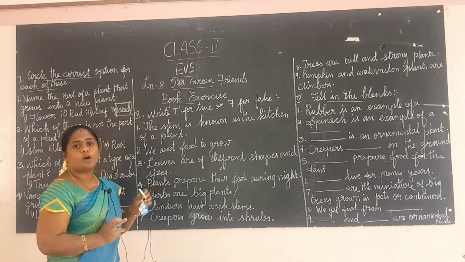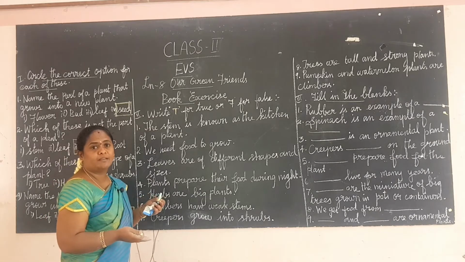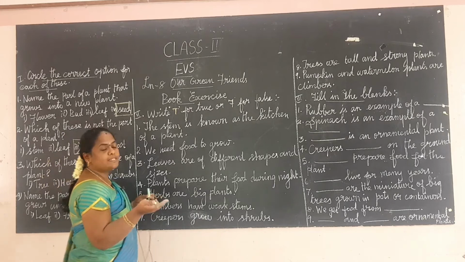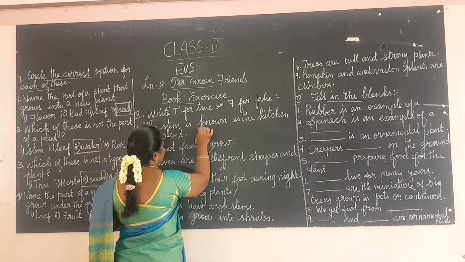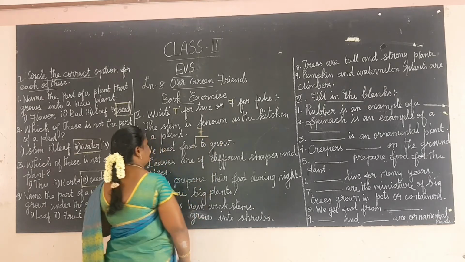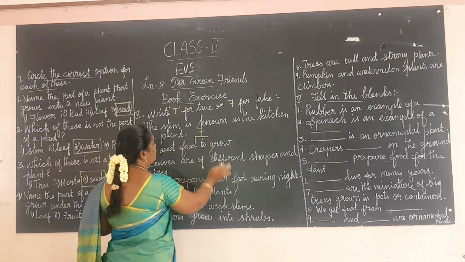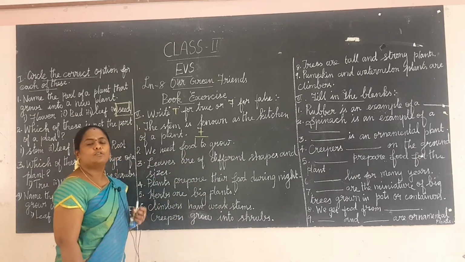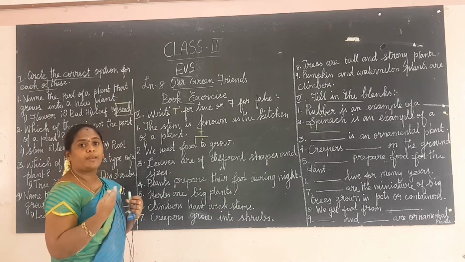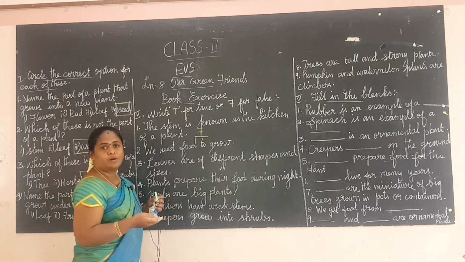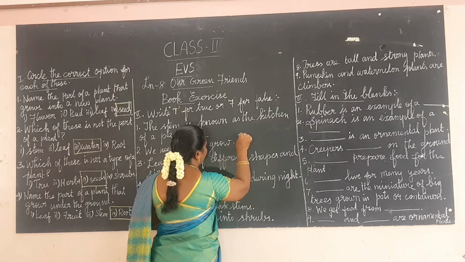So this statement is true or false? This is false. Because which is the kitchen of the plant? Leaves. Okay, leaf is known as the kitchen of the plant. So this statement is false. So here mention F. Okay. Second question. We need food to grow. We know we need food to grow and live. So this statement is true or false? Yes, this is true. So here mention T.